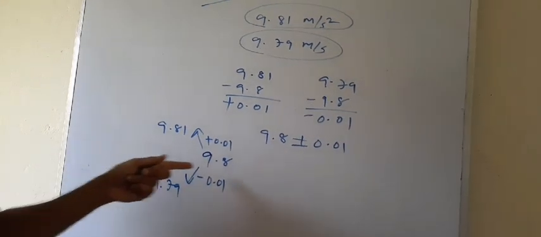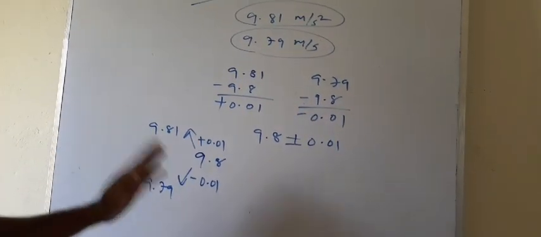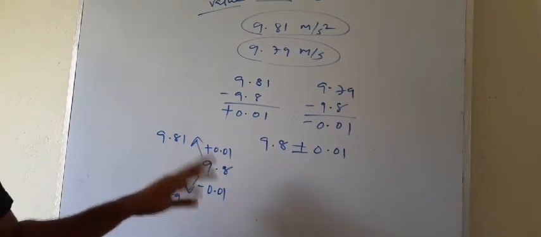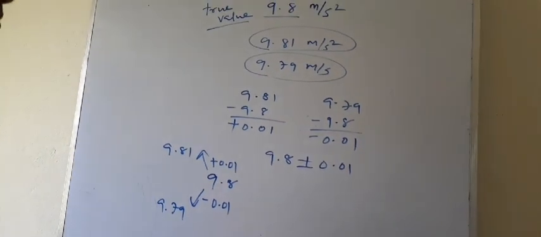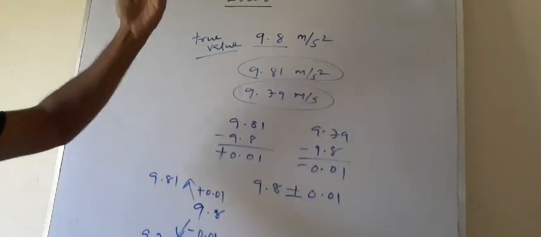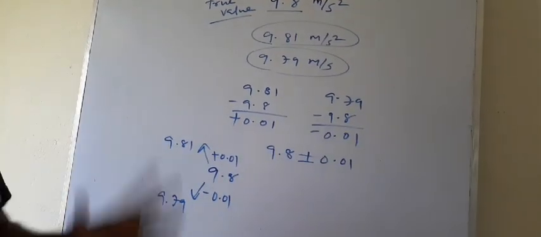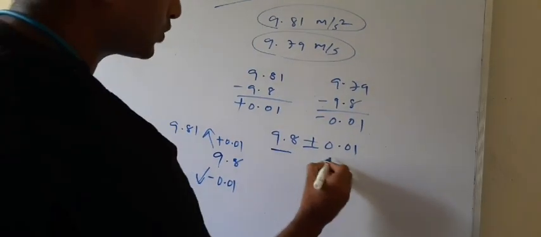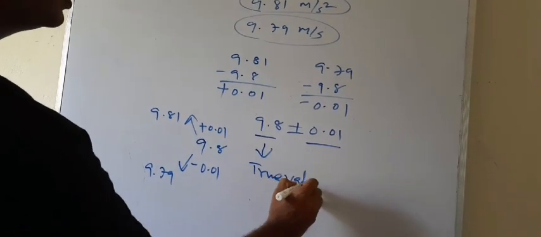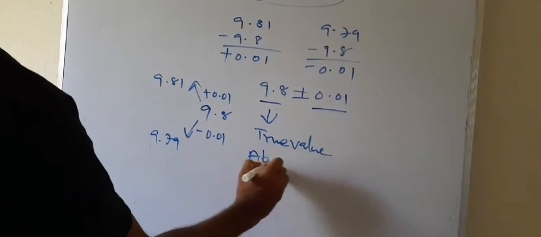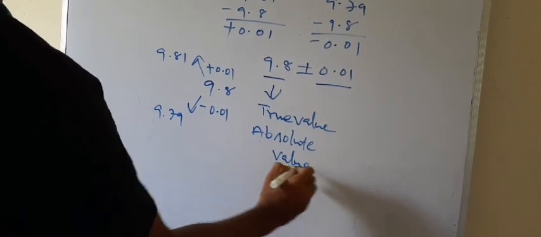So basically while we are measuring acceleration due to gravity, we find it as 9.8 plus minus 0.01. It means there is an error of 0.01 above 9.8 and an error of 0.01 below 9.8. So this is my error range. From this I can say this is my true value, or sometimes I can say it is the absolute value. Just remember this or get familiar with these words.